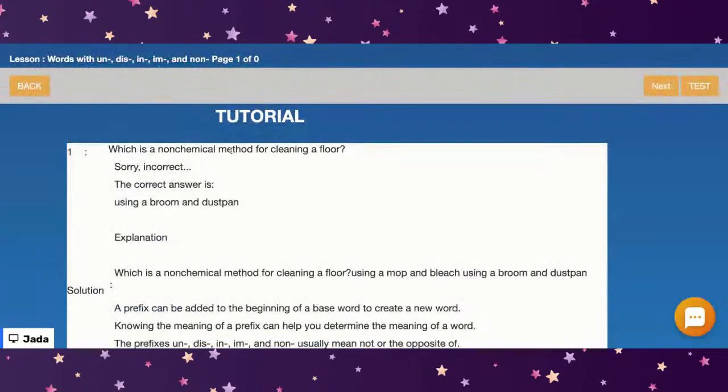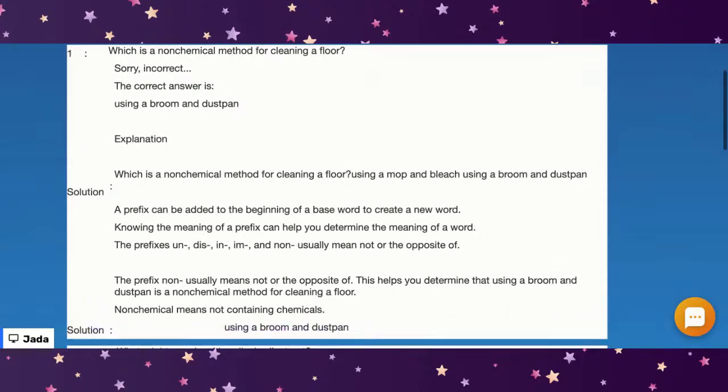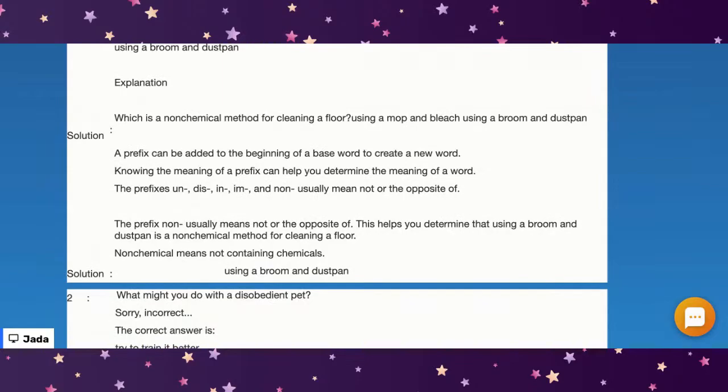So we'll start with this one. Just a review for those who were not in the class the last time. A prefix can be added to the beginning of a word to create a new word. Usually prefixes are added to the beginning of a base word. The base word is a word on its own already. It's a word, it makes sense. When you add your prefix, it's going to become a different, new word altogether. So that's what prefix means.